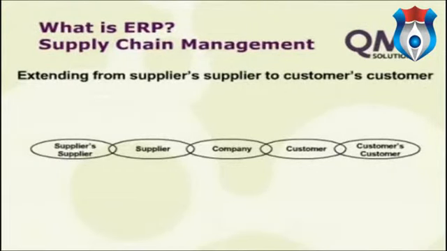Physical goods move in and out of companies, and individual companies need to keep track of these movements. ERP systems deal with the management of the flow of goods and services upstream to the suppliers and downstream to the customers.